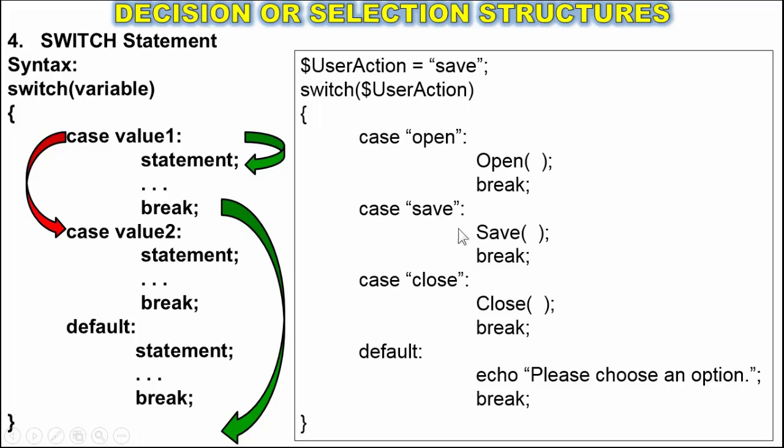Therefore, the CPU will call the function save and execute the code within that function, and then after that it will execute the break command and it will stop evaluating the next case and it ends the switch decision statement. However, if for example the $UserAction contains a value that does not match the value of the first case open, the second case save, the third case close, automatically the server CPU will execute the default statement.